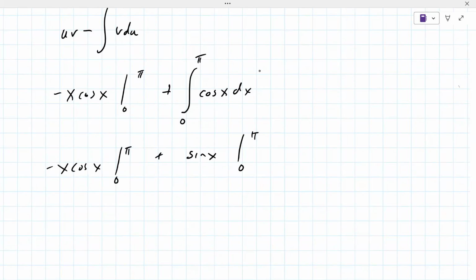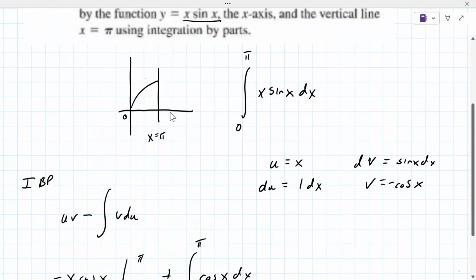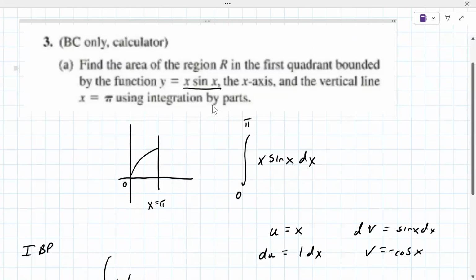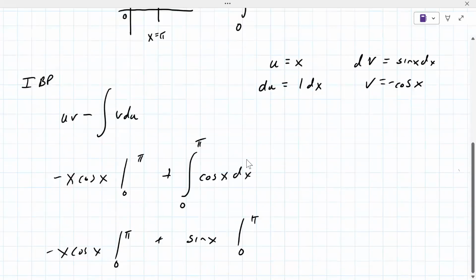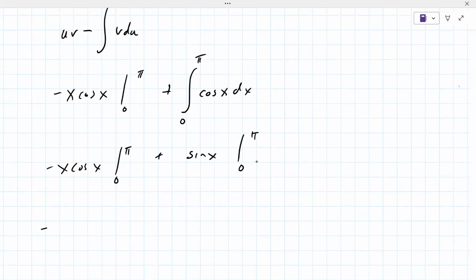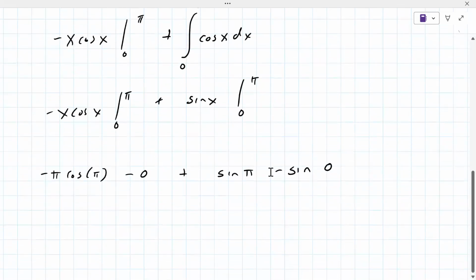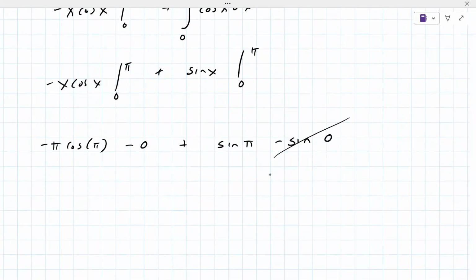If you're allowed to use a calculator, I don't even know why you would do any of this. You would just put it in the calculator. Nevertheless, you have minus pi cosine pi minus 0, plus sine pi minus sine 0. These all go away, and so you're left with cosine of pi is -1. You're left with just pi. That's your final answer.